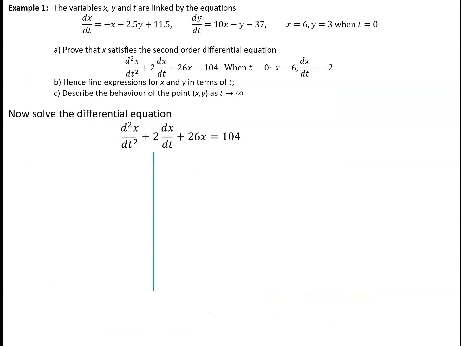So moving on, we've now got to find expressions for x and y in terms of t. Well, we've got a second order differential equation for x, so we can solve that using the methods of a previous video. So we start off by trying to find the complementary solution. So that is, we try and solve the equation d2x dt squared plus 2 dx by dt plus 26x equals 0. That has an auxiliary equation of m squared plus 2m plus 26 equals 0.